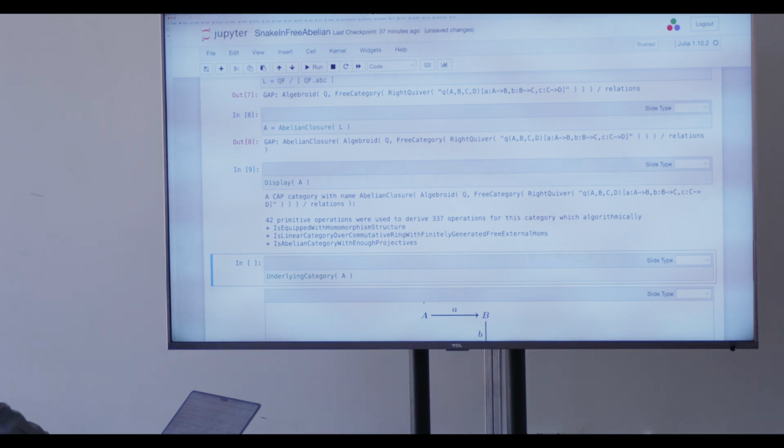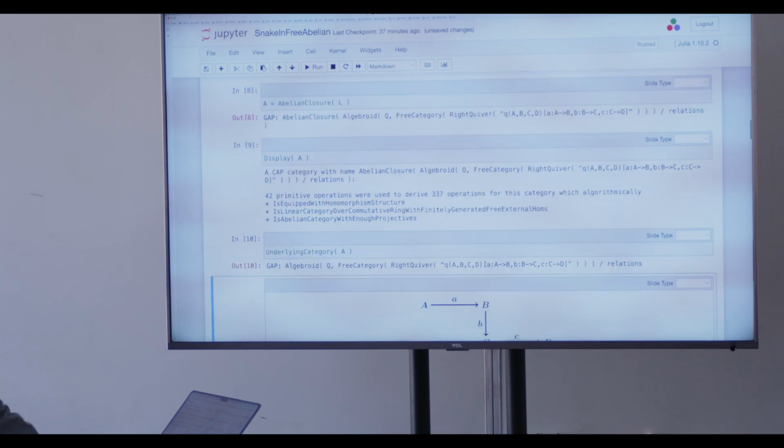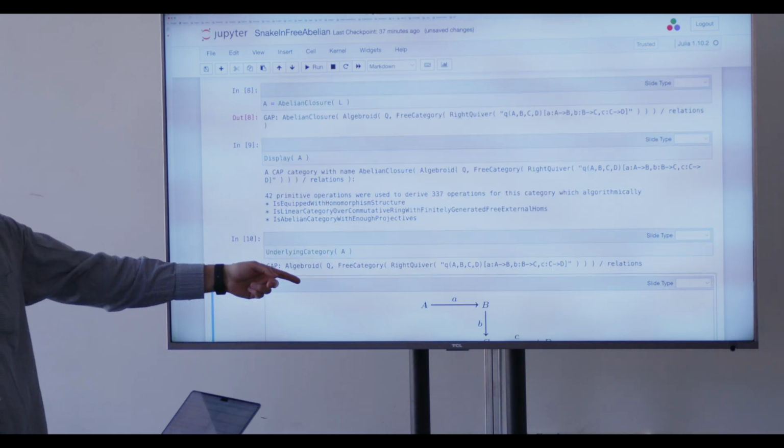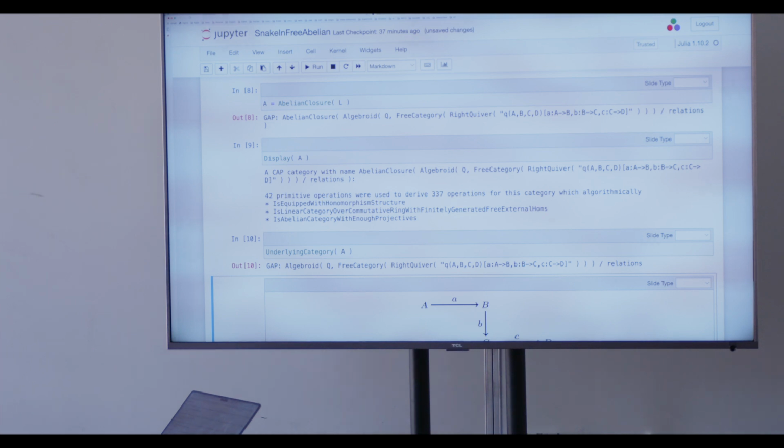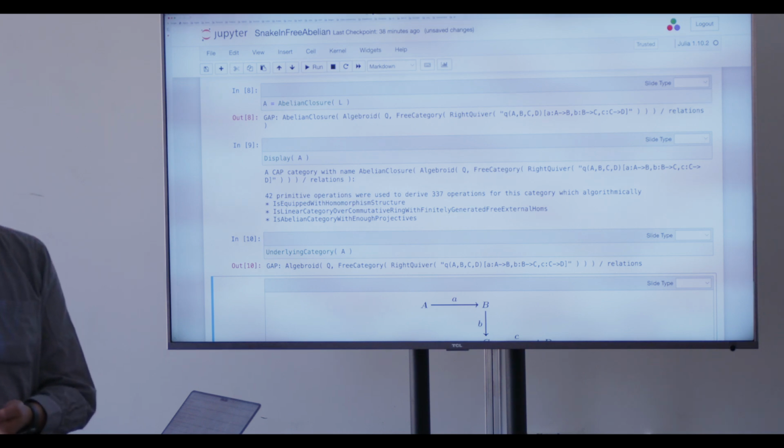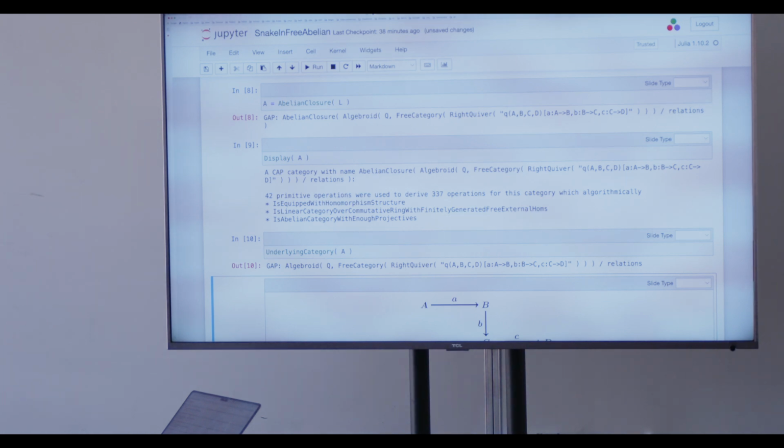Okay? And what is the underlying category? So the underlying category is indeed the algebroid, the stuff we started with. And I'm hiding for you at the moment what happened going from the linear closure of the free category of the quiver to the abelian closure. So there is much happening, and this maybe will come later in more detail.